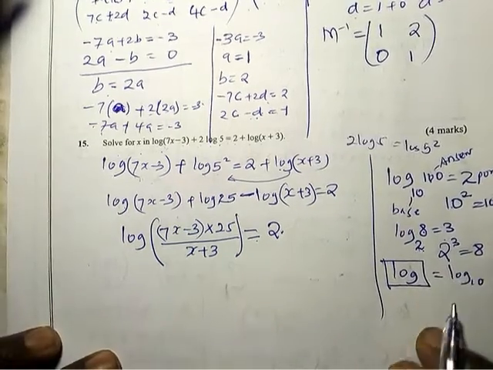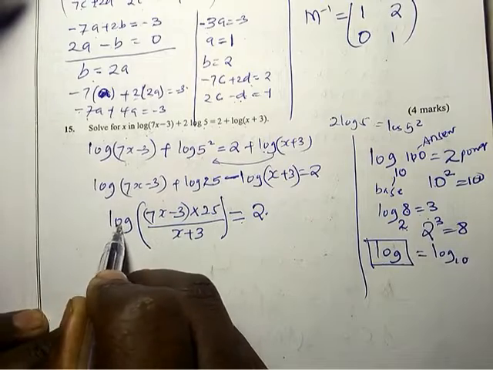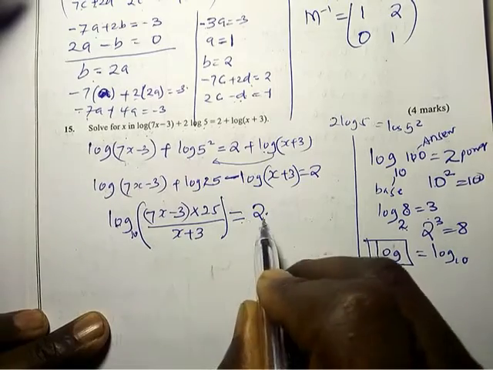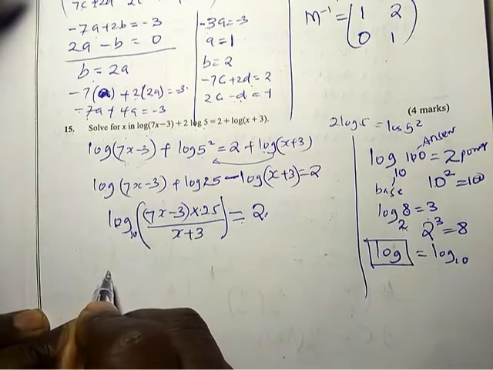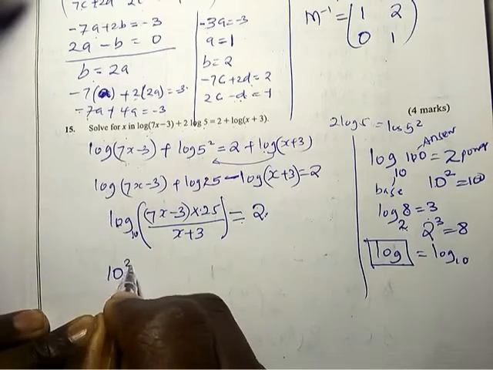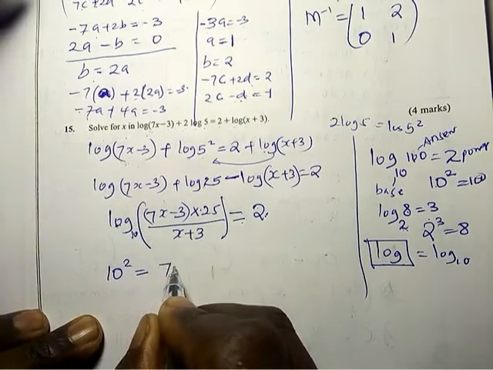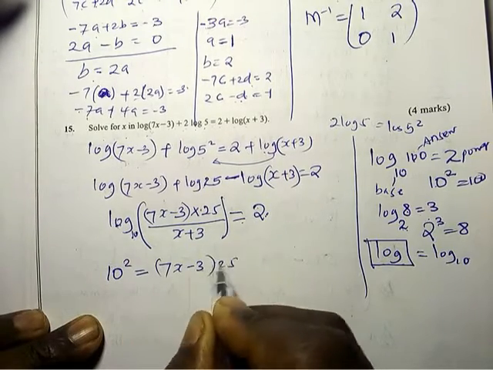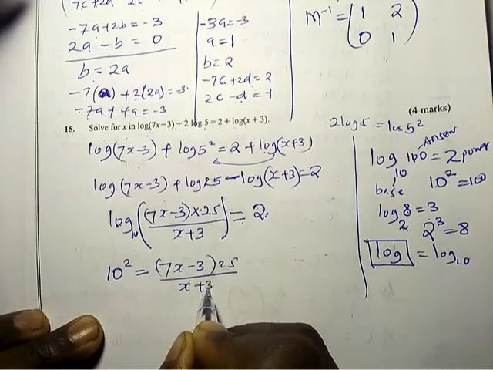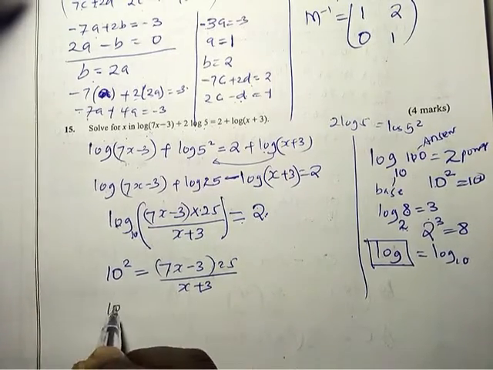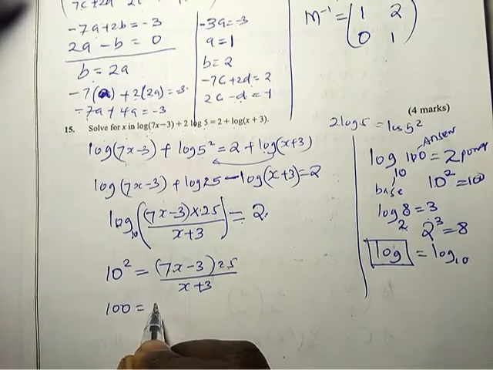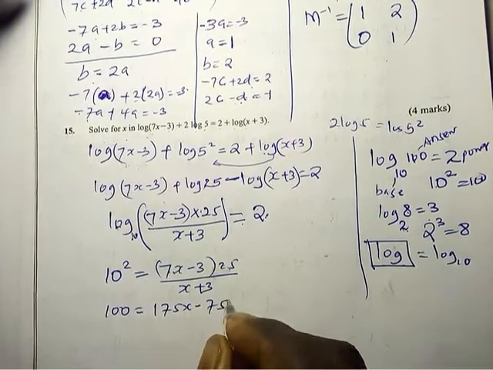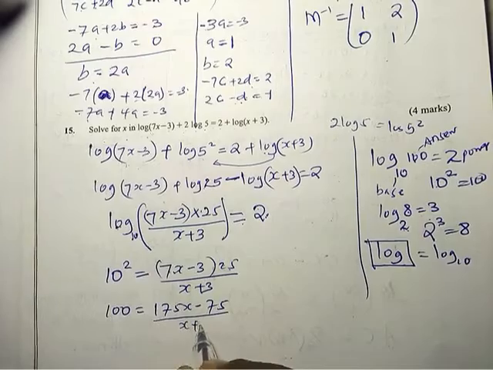So with this knowledge, we come back here and say this is log base 10, because the 10 is always there. This is the base, this is the power, and this is the answer. So it is 10 to power 2, the answer is this: 7x minus 3 times 25 divided by x plus 3. Open this one, so we will have 100 is equal to 175x minus 75 divided by x plus 3.